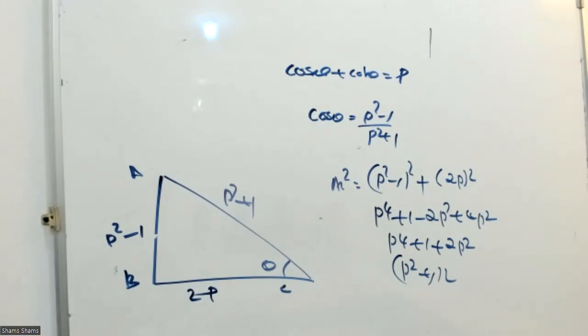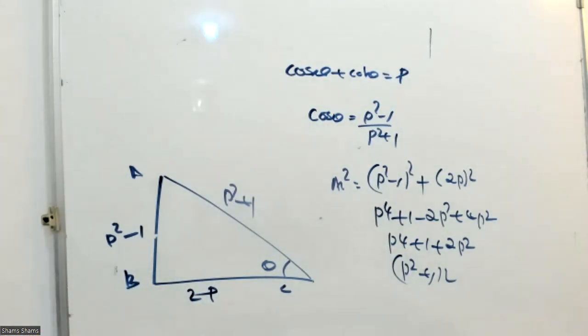Same doing. Okay, which chapter is going on in school right now? Triangles. Okay.